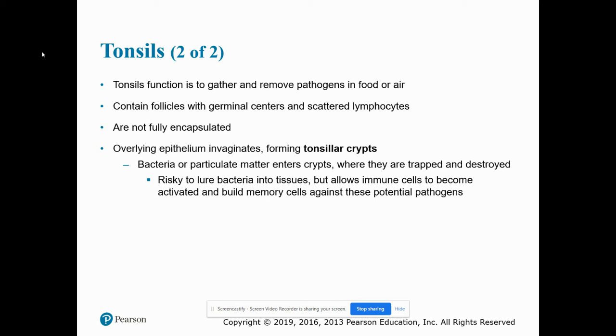But they have these things called tonsillar crypts, which are invaginations in the epithelium. What happens is bacteria or particulate matter enters these tonsillar crypts and becomes trapped and destroyed. It is somewhat risky to lure bacteria into tissues, but it allows our immune cells to become activated and to build memory cells against these potential pathogens.